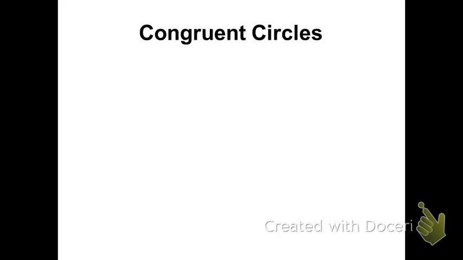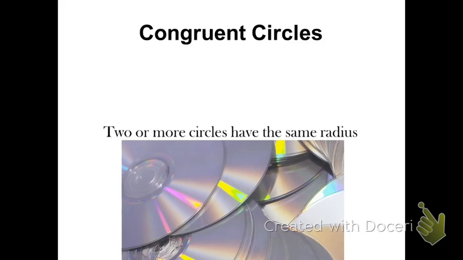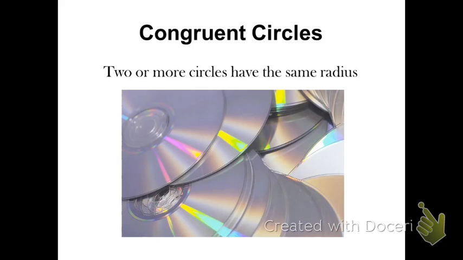Congruent circles are exactly what they sound like. Two or more circles that have the same radius, which means that if they have the same radius, they have to be the same size circles. So this picture over here, the CDs, is a good example of congruent circles. Since we're assuming that all those CDs are the same size, that would be a real-life example of congruent circles.